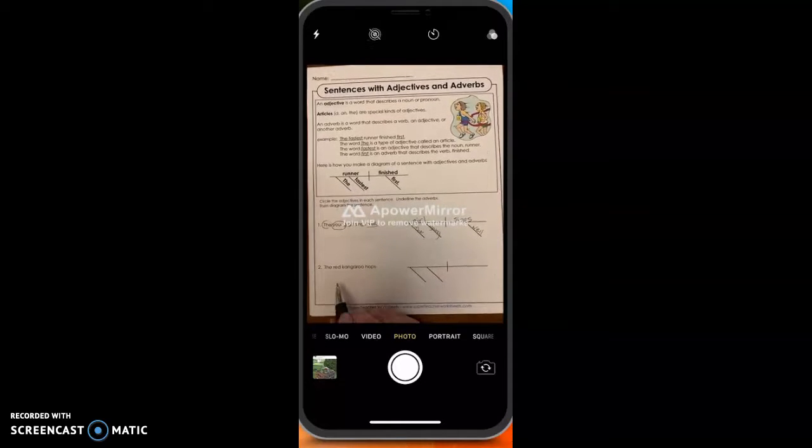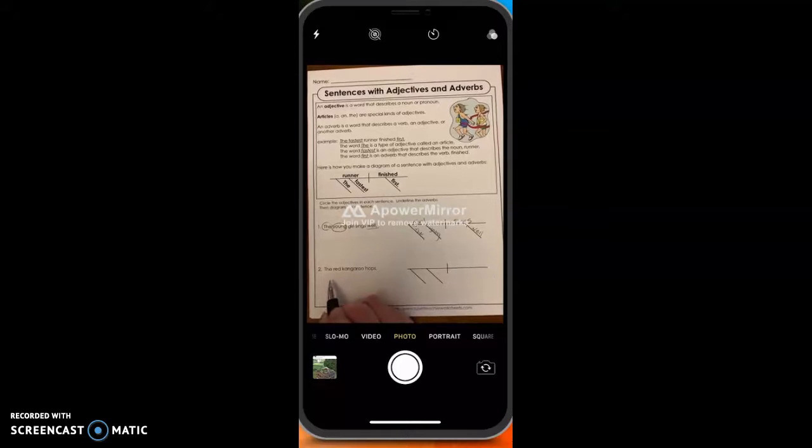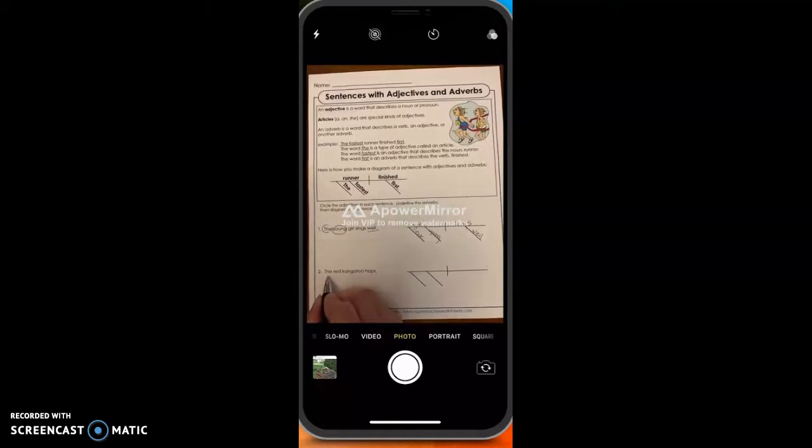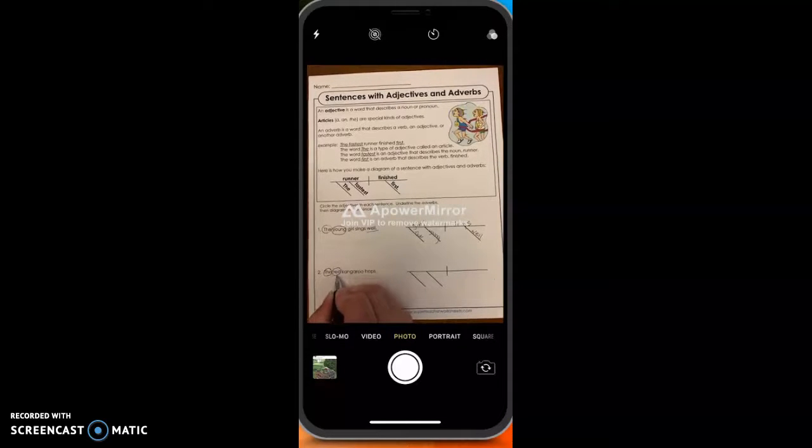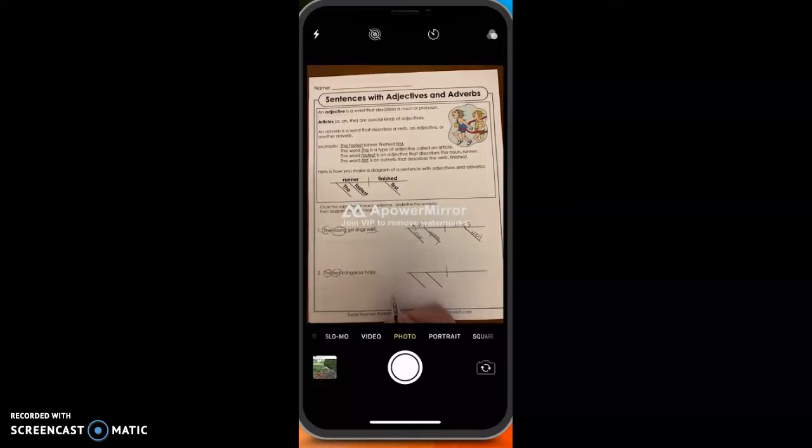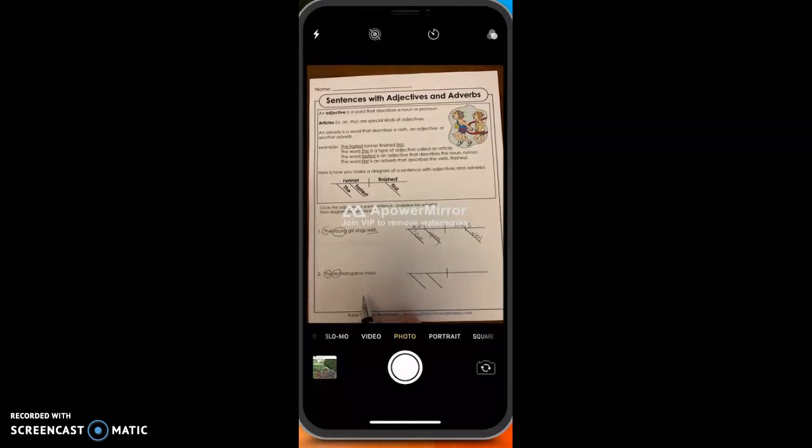Okay, let's do number 2. So remember, we're circling our adjectives. So we have another article, the. So we'd circle the. Red describes kangaroo. So we'd circle red. And then we have to look in here. Sometimes we won't have an adverb. And kangaroo hops, that's your noun and that's your verb. So we don't have an adverb in this one. So we won't have to pay attention to that.